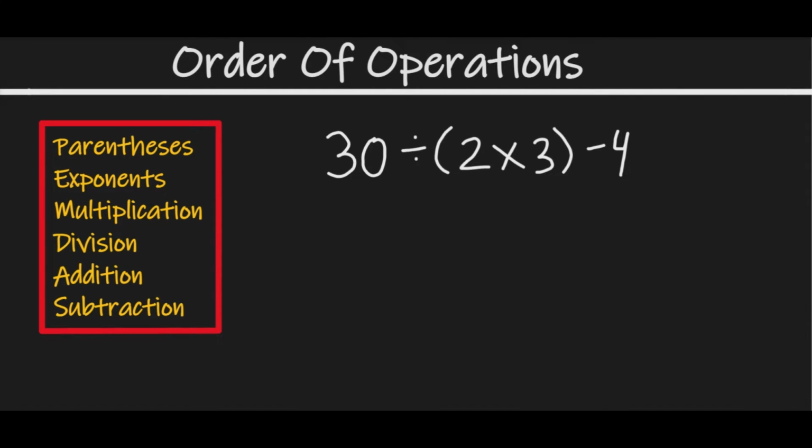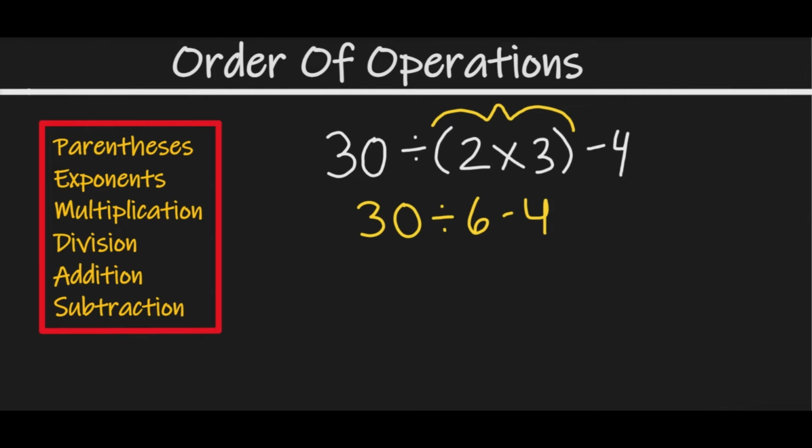Let's try another problem. 30 divided by 2 times 3 minus 4. Again, as we can see, we have part of the problem in parentheses right there. So, as we know, we want to do that part of the problem first. So, that gives us 30 divided by 2 times 3, which is 6, minus 4.